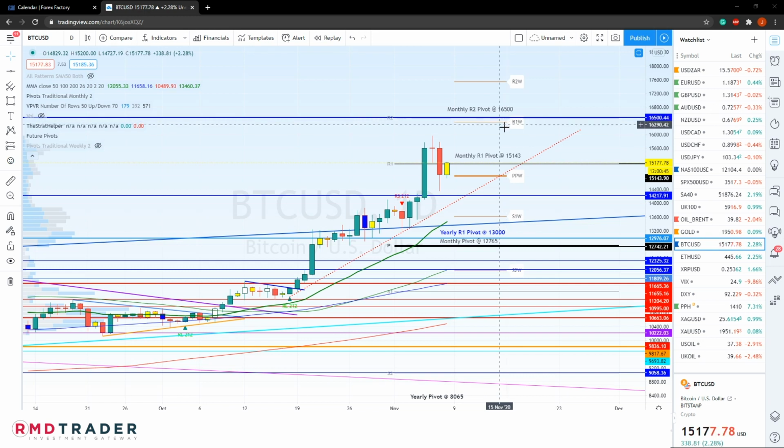If, however, price breaks below 14,200, I do expect some additional support on 13,500, which is another diagonal level and also very close to where we have our weekly S1.